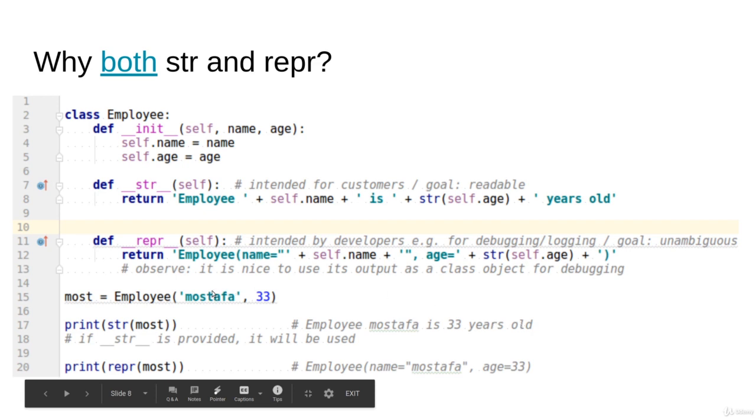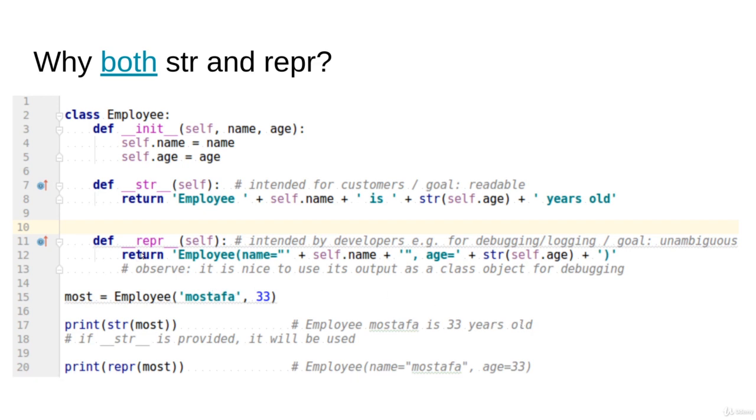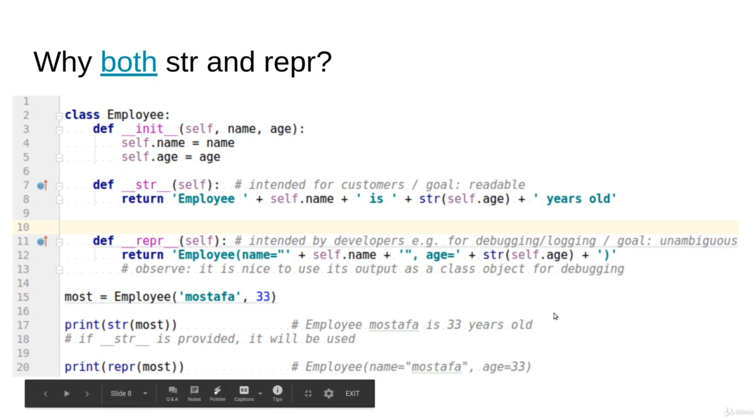On the other side, the repr function is intended mainly for developers and specifically for debugging and logging purposes. So it should be unambiguous and it should be complete. One of the common uses is to write the output of repr as something that can help us, if we copy and paste it, to construct an object. Observe here, if I print str, it will print this statement. If I print repr, it will print this statement, which is, by the way, valid Python syntax. You can take this line of code and use it to build the object.